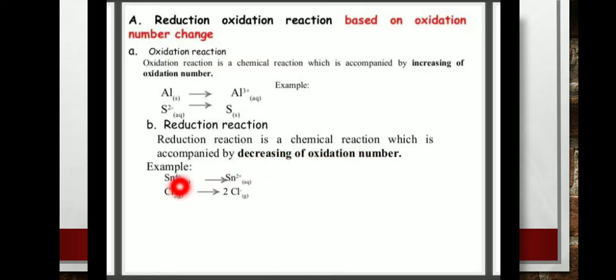A reduction reaction is a chemical reaction which is accompanied by a decrease of oxidation number. For example, Sn4+ converted to Sn2+. Therefore, 4+ to 2+, which is a reduction, a decrease of oxidation number. And Cl2, 0, converted to Cl-, from 0 to -1. Therefore, a decrease of oxidation number.